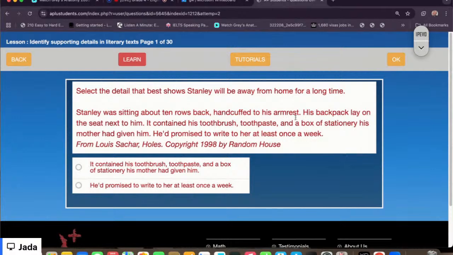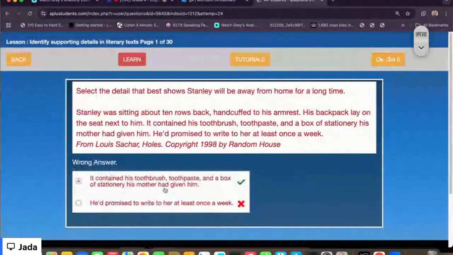Alright, so the details that show that Stalin will be away from home: is it that he had promised to write to her at least once a week, or which of them? If you click on this, it's actually wrong, but this one gives us more hints because it contains his toothbrush, toothpaste. It has all his stationery. All right.